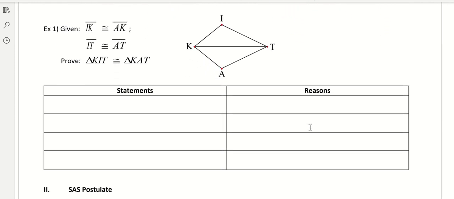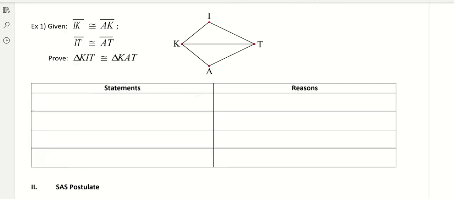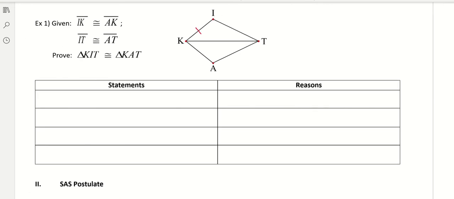Example 1. Given that IK, all right, let's mark this up. Given that segment IK is congruent to segment AK. Also, given that IT is congruent to AT, we want to prove that triangle KIT, which is the triangle up above, is congruent to triangle KAT, which is the triangle down below. So if we're trying to prove these two triangles are congruent, we've got one pair of sides congruent here, KI and AK. We've got a second pair of sides, IT and AT, so that's two pairs.